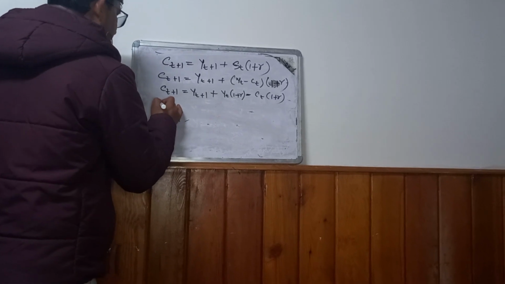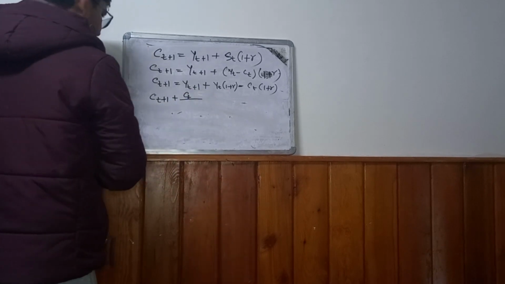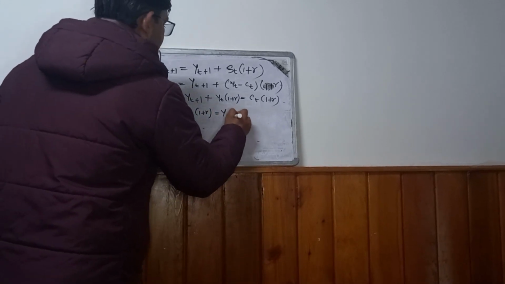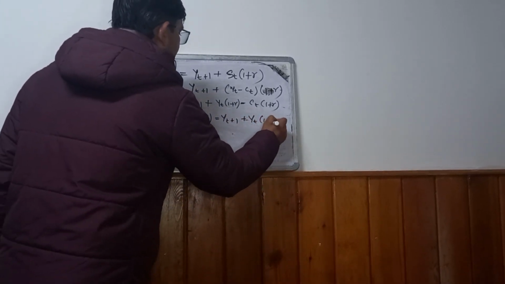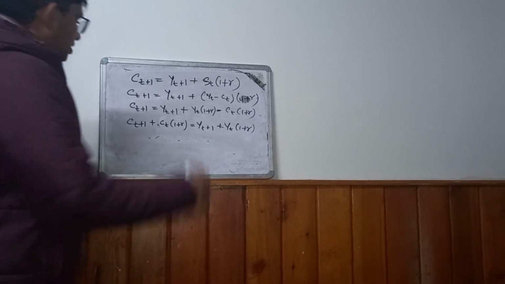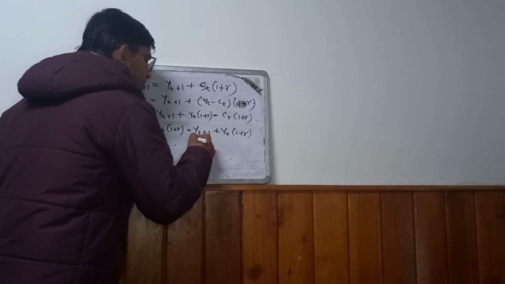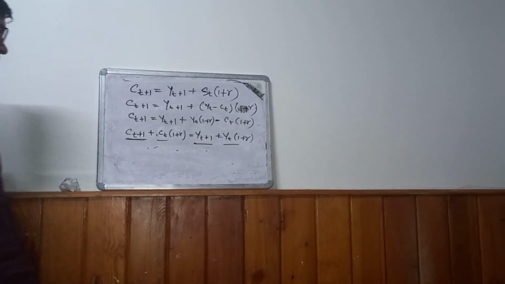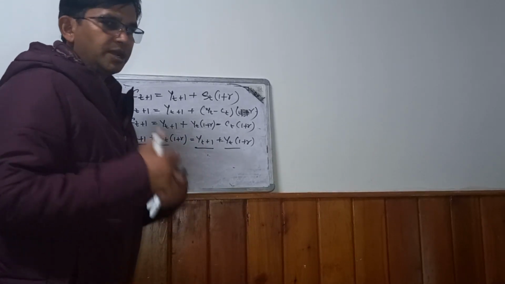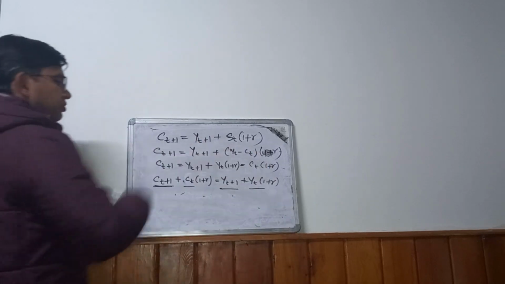So from here, what can we write? Ct+1 plus Ct into (1+r) equals Yt+1 plus Yt into (1+r). So see here, this equation shows the relationship between current consumption, future consumption, future income and current income. In other words, this indicates the relationship between lifetime income and lifetime consumption. So this is called the budget constraint.